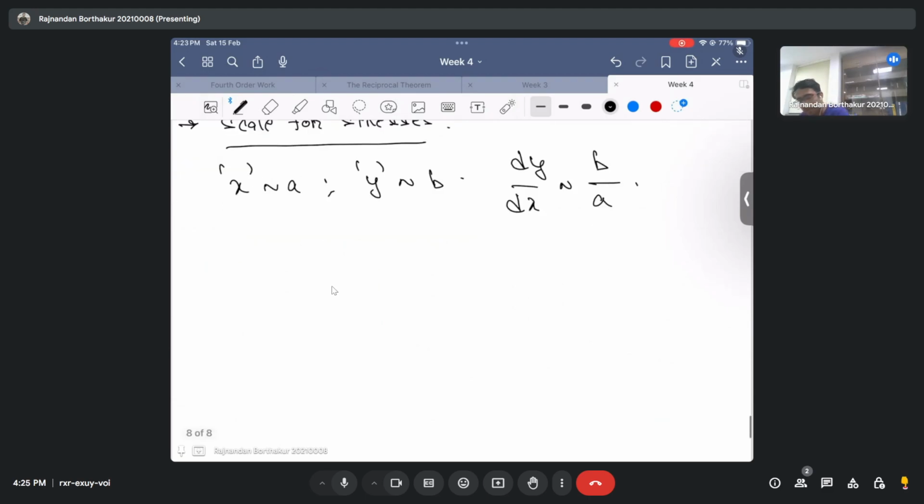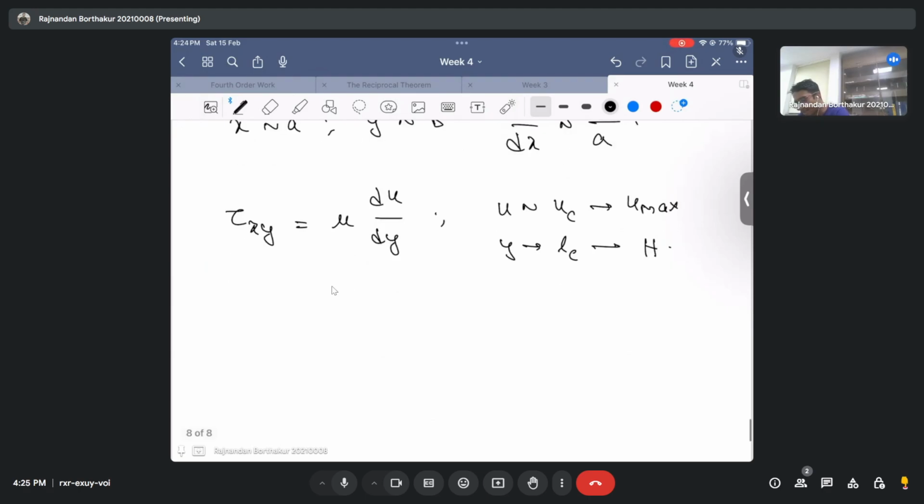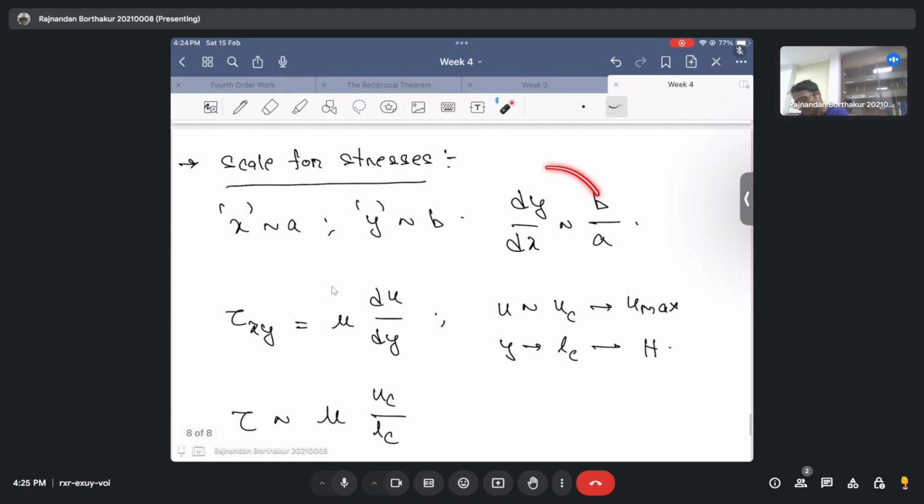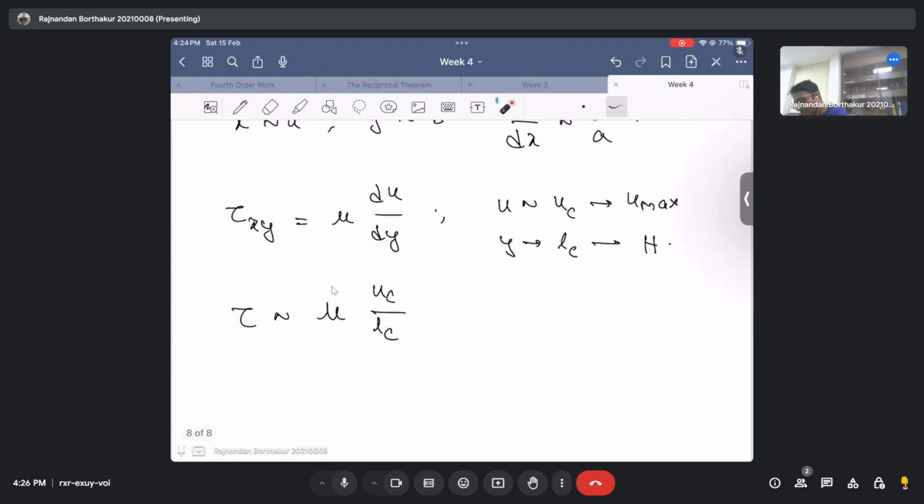And if you can realize this, then it becomes very easy to define a scale for stresses. Let's say I'm writing tau xy, the xy component of stress, considering the same pipe flow example. Then tau xy is just mu times du by dy, because I just have a u component of velocity varying along y. It's a fully developed 1D flow through two parallel plates. Then I know that u scales as uc and y scales as lc, where uc is just u max that we saw, and lc is just h, the height of the channel. Then my stress tau will scale as mu times uc by lc, just by drawing this analogy: if u scales as uc and y scales as lc, then du by dy will essentially scale as uc by lc. So that's it, this is how my stresses would scale.